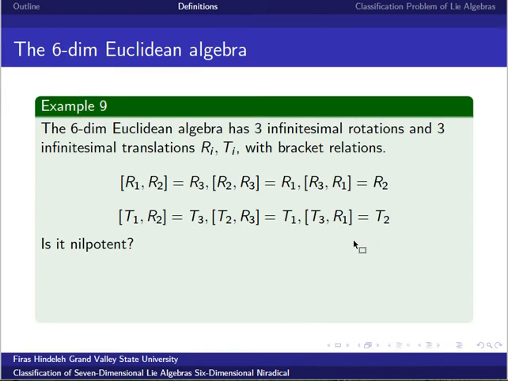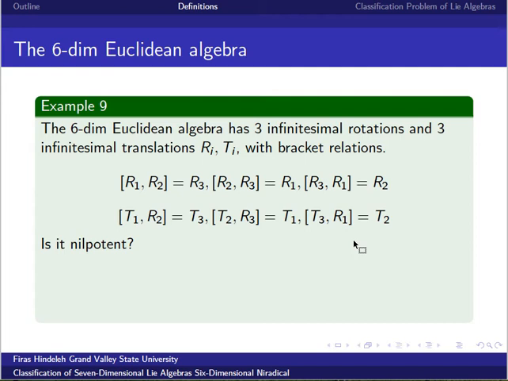Another example from Euclidean geometry is the Euclidean algebra, which is spanned by 3 rotations and 3 translations. This is a really nice topic. We can talk about it later. But the non-zero brackets are spanned by those 6 bracket relations.